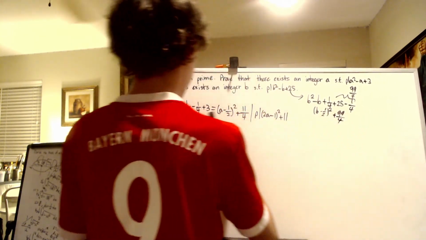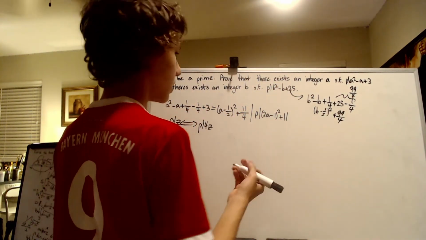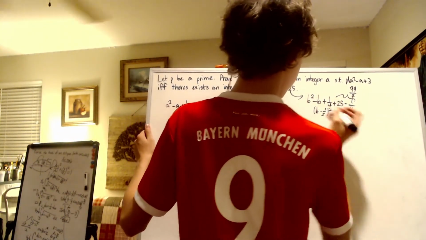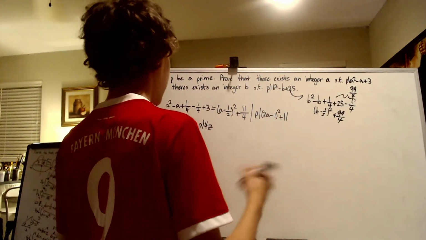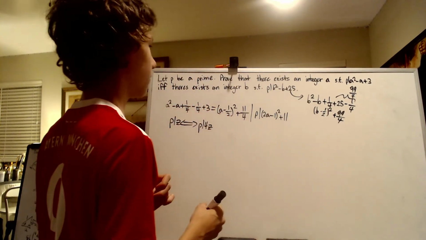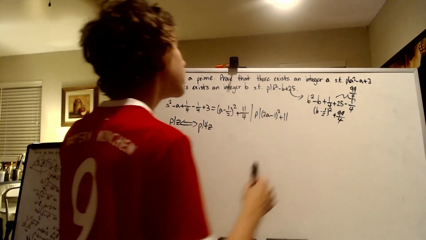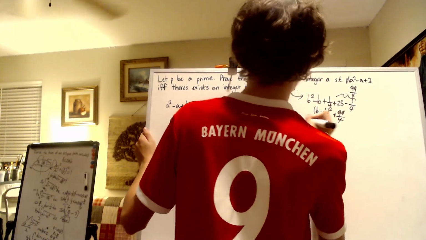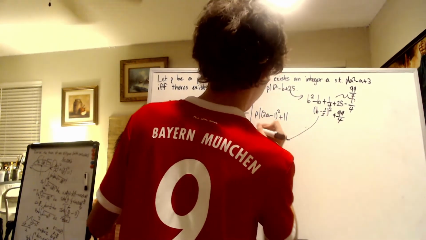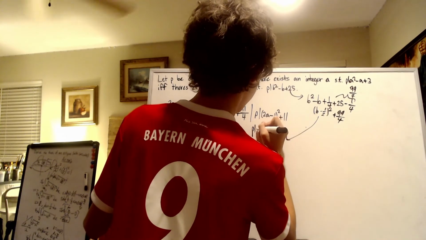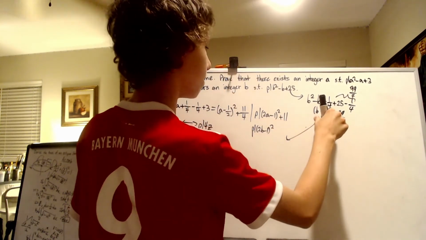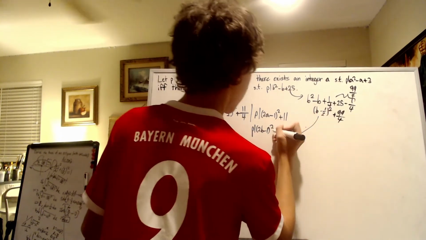And again, by a similar argument, or pretty much the same argument, we can multiply this by 4, and that won't impact anything. Okay, so if we multiply that by 4, we're going to get the expression, which I'll write down here. P divides 2B minus 1 squared plus 99.